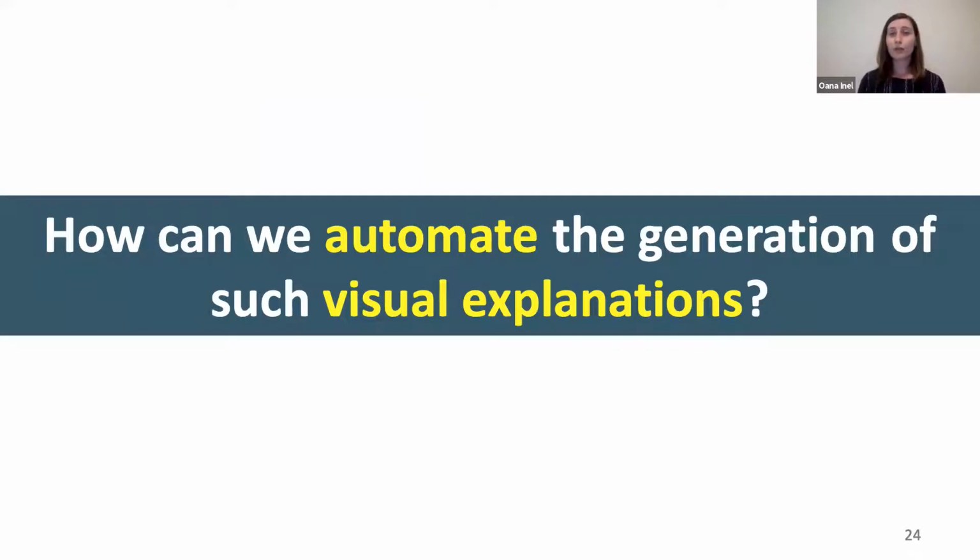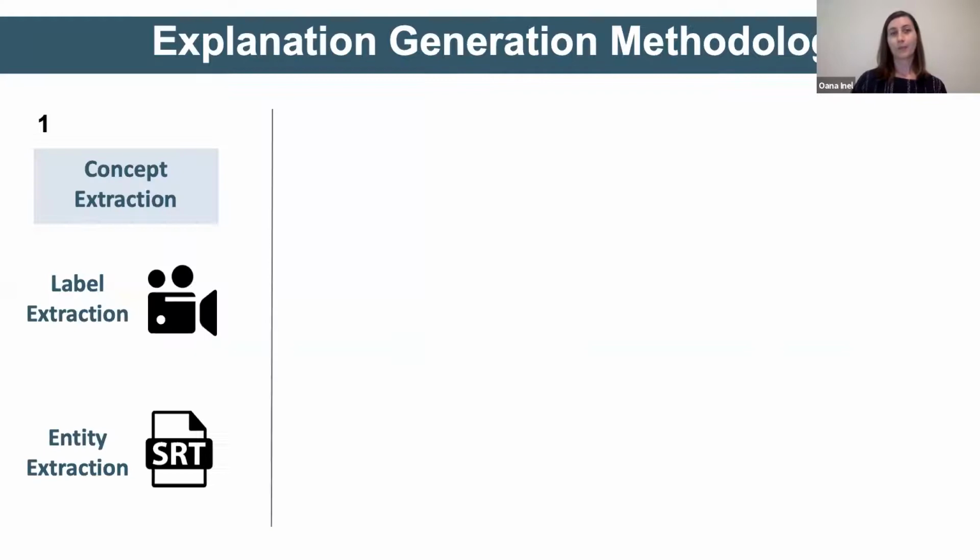Now that we know how to design transparent visual explanations for video summaries, we explain how we automatically generate them. We start with extracting concepts from videos. First, we identify all labels from the video stream or from video frames, where a video frame refers to a 1-second video fragment. Then, we extract entities from the video subtitles. We refer to these labels and entities extracted as concepts in a general fashion.